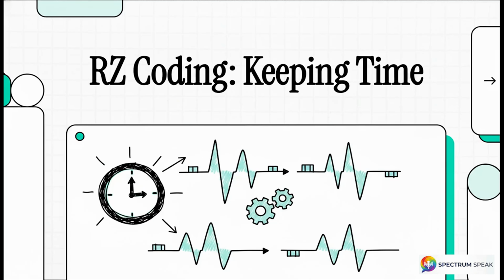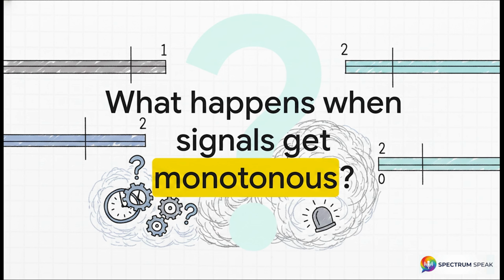All right, today we're going to dig into a really fundamental challenge in digital communication. How do you keep time? I mean, how does a receiver actually know when one bit ends and the next one begins? We're going to explore a classic solution to this problem called RZ coding. So let's just jump right in with a question.